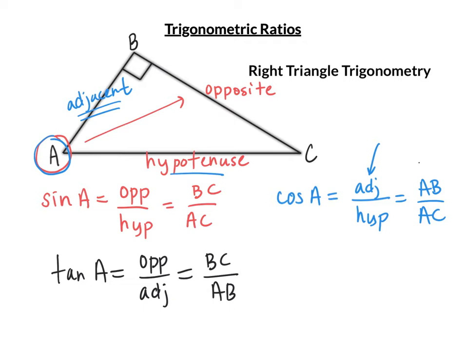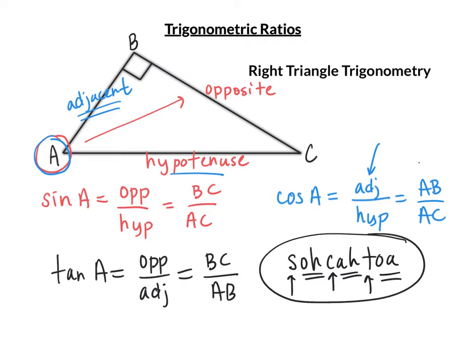The way we remember these 3 ratios is SOHCAHTOA. Sine is opposite over hypotenuse. Cosine is adjacent over hypotenuse. And tangent is opposite over adjacent. SOHCAHTOA. Say that to yourself several times.